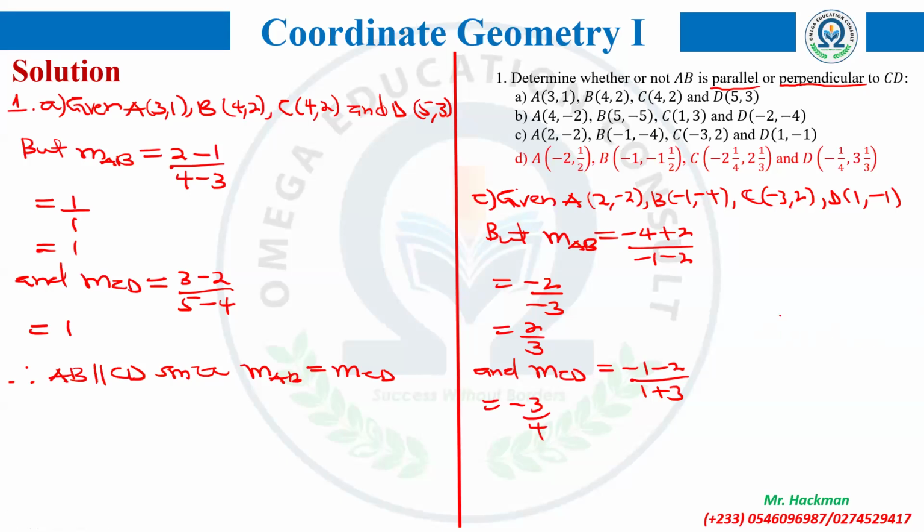So in this case, my first gradient is 2 on 3 times my second gradient, which is minus 3 on 4. So this will cancel this, this will go here, 2. So what am I going to get? Minus 1 over 2. So the product is giving us minus 1 over 2 instead of negative 1. So it means the lines are not perpendicular, I should say. Is that clear?